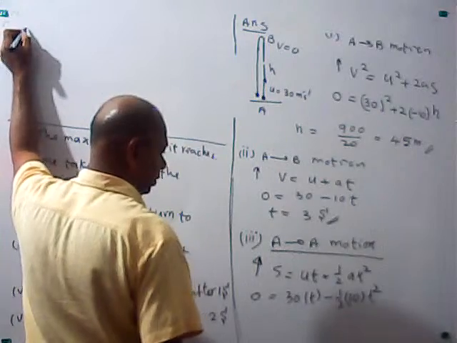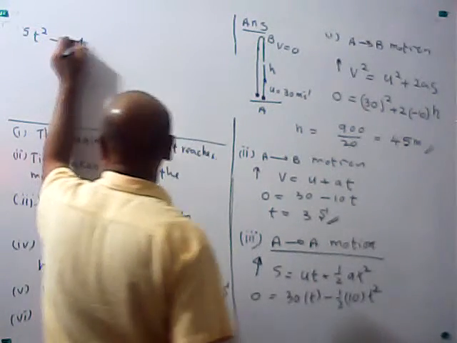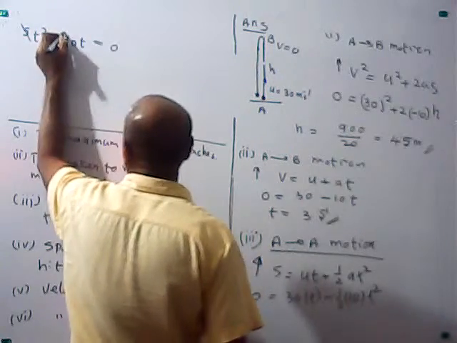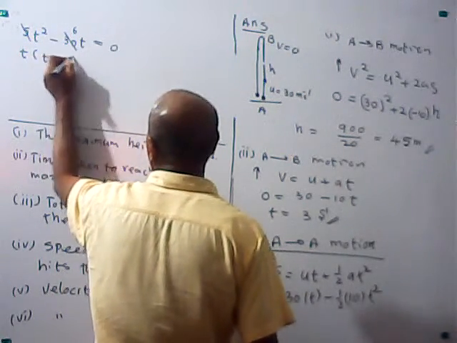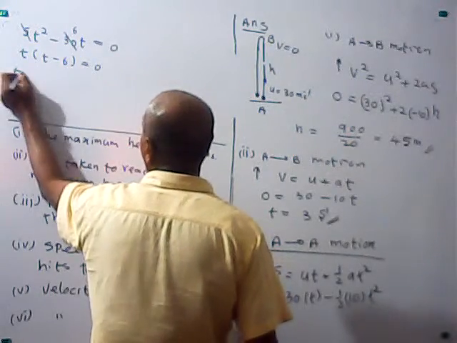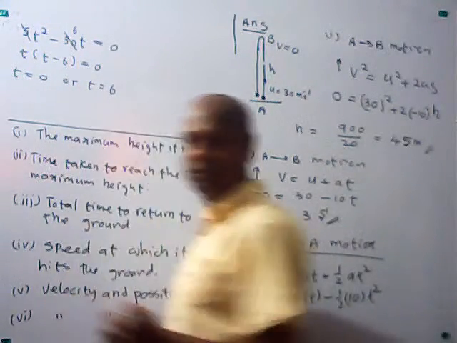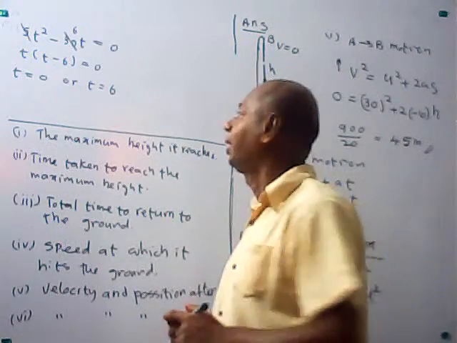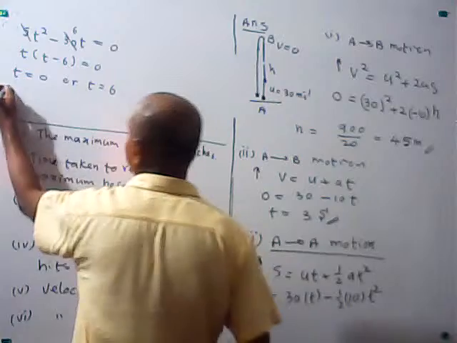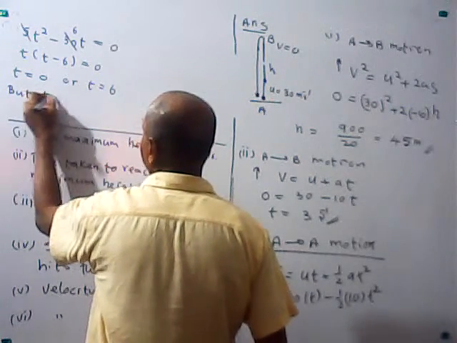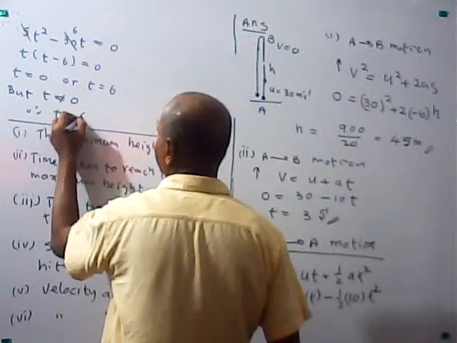You get 5T squared minus 30T equals 0. You can divide by 5 and take T out. T times (T minus 6) equals 0. T equals 0 or T equals 6. You get two answers, but you know that definitely T is not 0, so we reject that. Therefore, the answer is T equals 6 seconds.